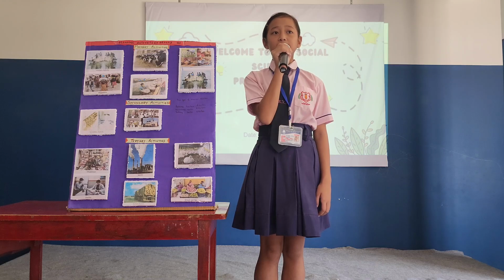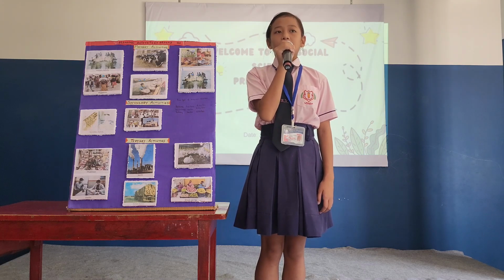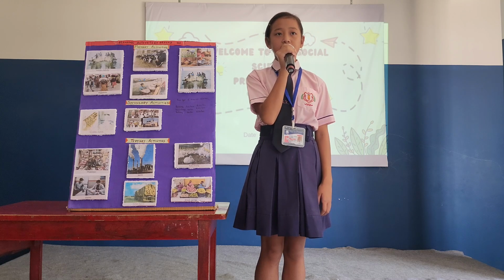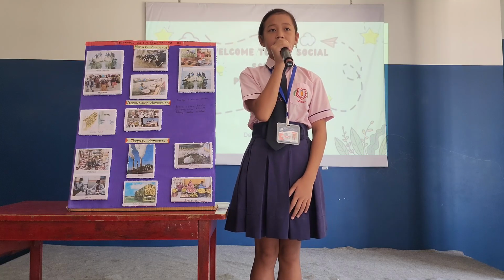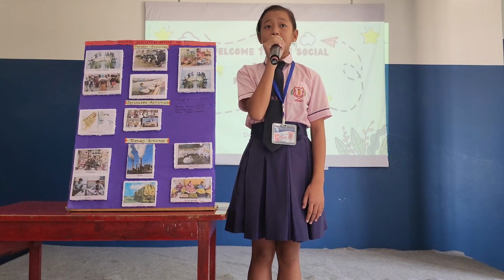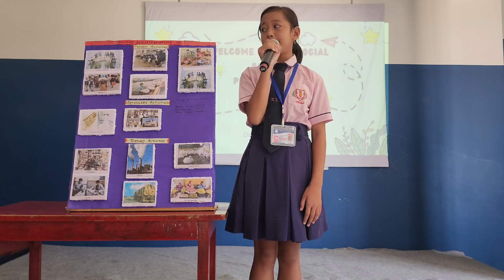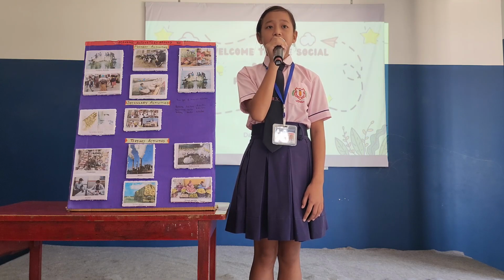Now let's go to types of economic activities around us. There are three types of economic activities around us: primary, secondary, and tertiary sector activities. Primary activities are activities that use natural resources. Examples: migration, farming, fishing, mining, and cutting wood.